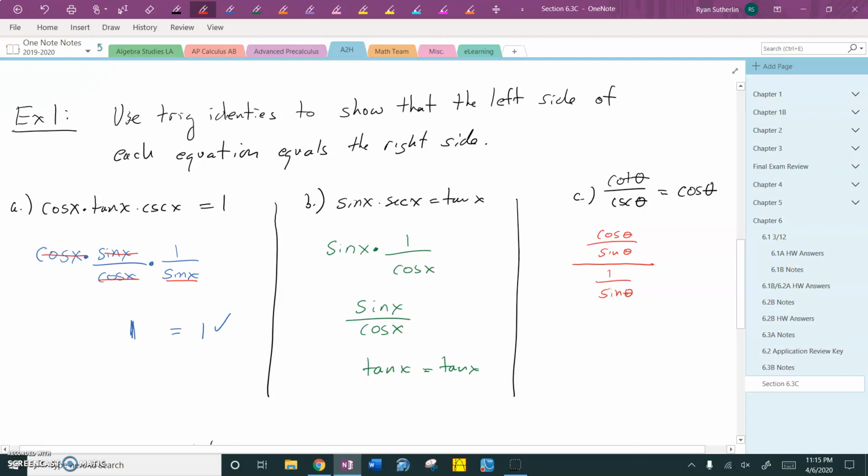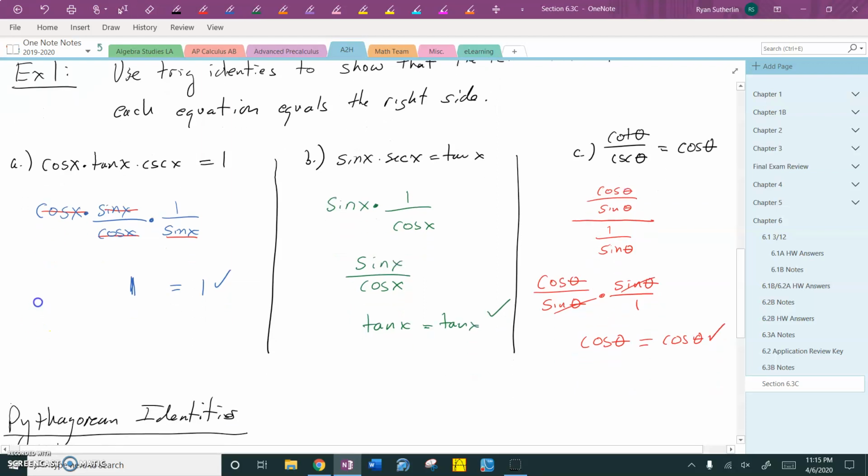Now, a lot of times when you're doing these identities, you're going to deal with fraction work. So in this case, I have a fraction divided by a fraction. So to simplify, I'm going to take the numerator times the reciprocal of the denominator. So here the sines divide out, and I'm left with cosine of theta, which is what I wanted to show that it equal. So in each of these cases, we have shown that the left hand of the equation is equal to the right hand using identities.